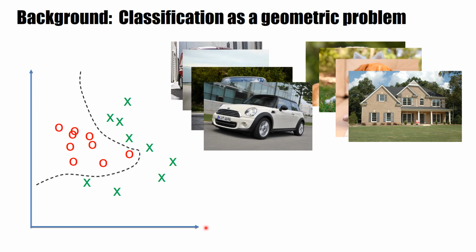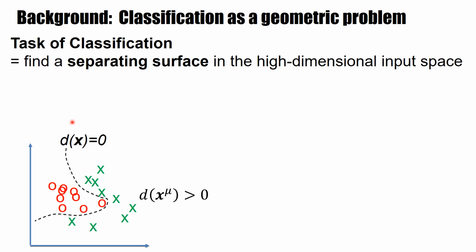The task of supervised learning is to find a separating surface that puts all the positive examples and all future positive examples on one side, and all negative examples and all future negative examples on the other side. Thus, the task of classification corresponds to finding a separating surface in this high-dimensional input space. The separating surface can be defined by a discriminant function, which is positive on one side and negative on the other side, and which goes through 0 at the separating surface.